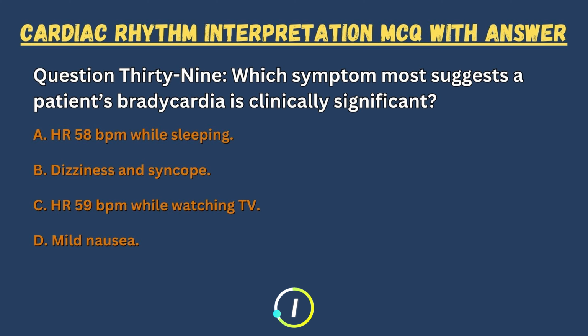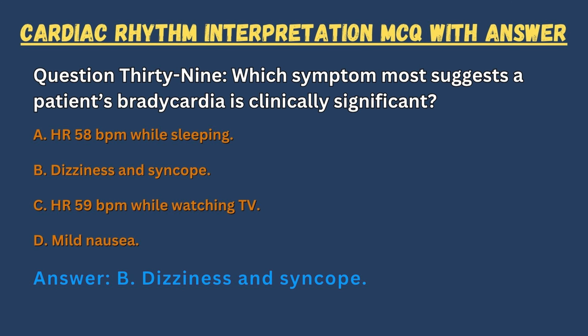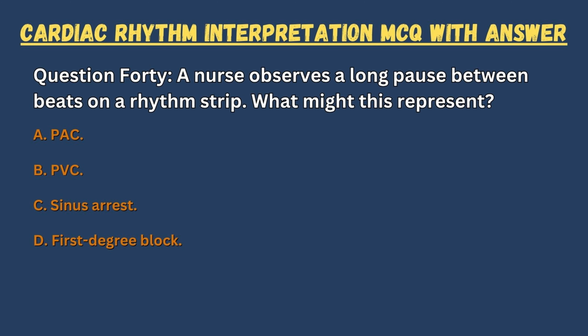Answer: B. Dizziness and syncope. Question 40. A nurse observes a long pause between beats on a rhythm strip. What might this represent? A. APC. B. PVC. C. Sinus arrest. D. First-degree block.